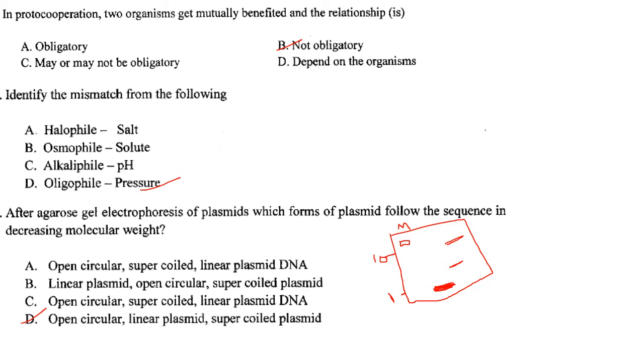So decreasing molecular weight they have asked. The lowest molecular weight is for the supercoiled one and highest is for the open circular one. So the answer is open circular, then comes linear plasmid, and then comes the supercoiled plasmid. Okay, so the answer is option D. That is open circular, linear plasmid, and then supercoiled plasmid. Answer is option D.